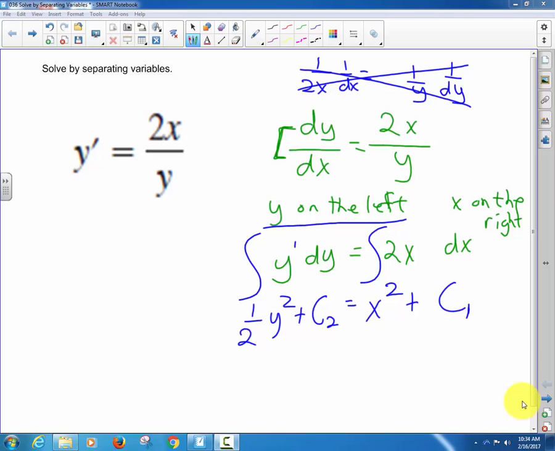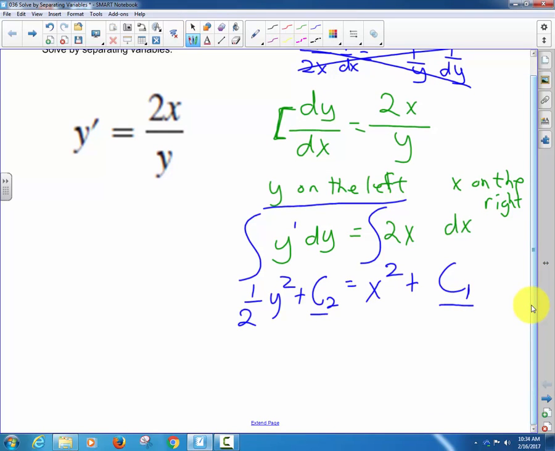Now, both of these are just constant numbers, C1 and C2. Now we should be able to treat this like algebra. If we just subtracted this from both sides, could we do that? I mean, algebraically, can we subtract a number from both sides? Yeah. And we're just going to get a different C, aren't we?